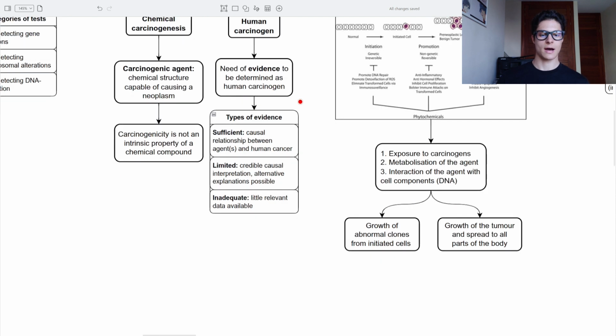A human carcinogen is a molecule that needs evidence to be determined as a human carcinogen. There are three types of evidence: sufficient, in which there is a causal relationship between the agents and human cancer; limited, where there is a credible causal interpretation, but there are also alternative explanations that may be possible; and inadequate, there is little relevant data available.